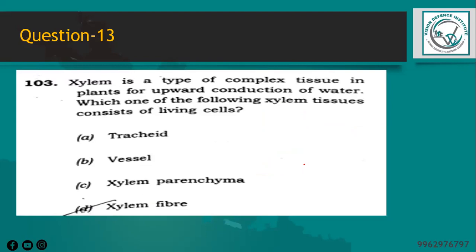The next question is, xylem is a type of complex tissue in plants for upward conduction of water. Which one of the following xylem tissues consists of living cells? Here the right answer is xylem parenchyma. Why? Because unlike tracheids and vessels, which are all made up of dead cells, xylem parenchyma alone contains living cells. They are involved in storage, and also transfer nutrients in addition to water. The xylem fibers are also made up of dead cells and serve a mechanical function for the plants.